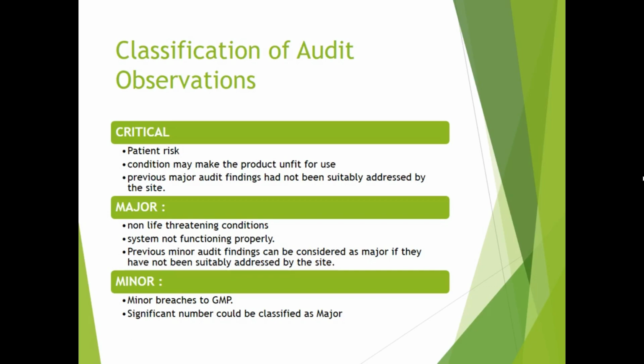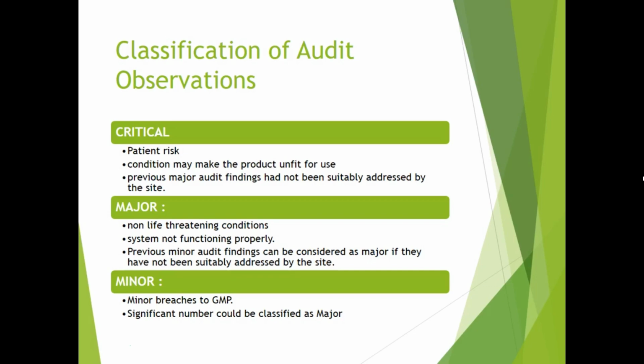Or a previous audit finding that hasn't been addressed adequately by the company. A critical issue could require further operations to stop until corrective actions have been implemented at the time. Major then would be significant problems in the plant or systems which lead to non-life-threatening conditions or systems not functioning properly with several similar observations noted.